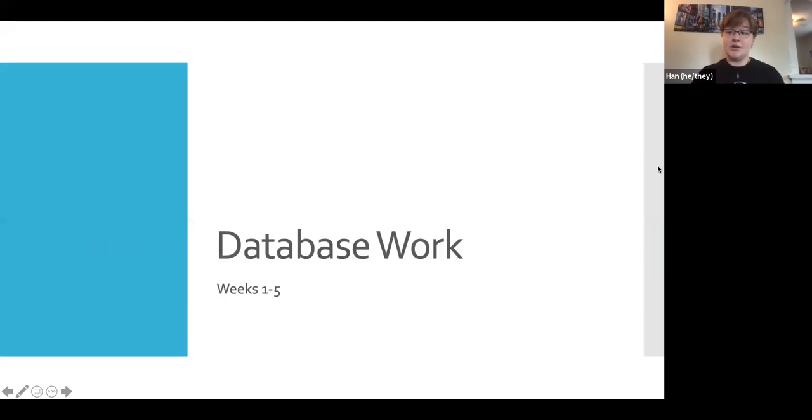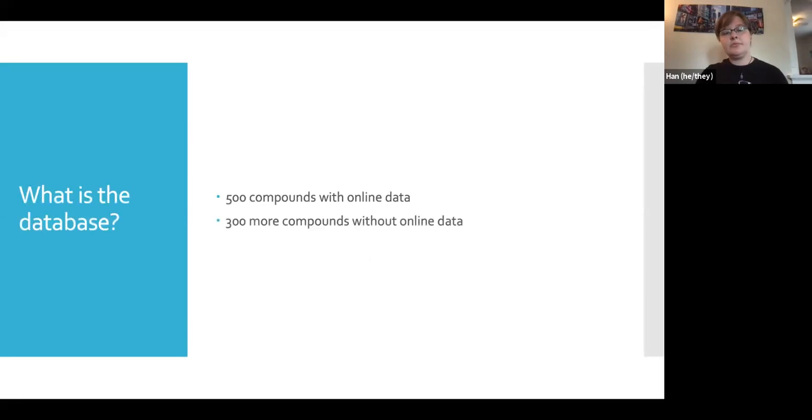So my database work took up weeks 1 through 5, and I'm going to tell you a little bit about how that database process worked and why it's important. The database is over 800 compounds in total, with 500 compounds that have online data and 300 more that have no online data. Either that data was unavailable to us, or it was from the 70s and there was no online publication.